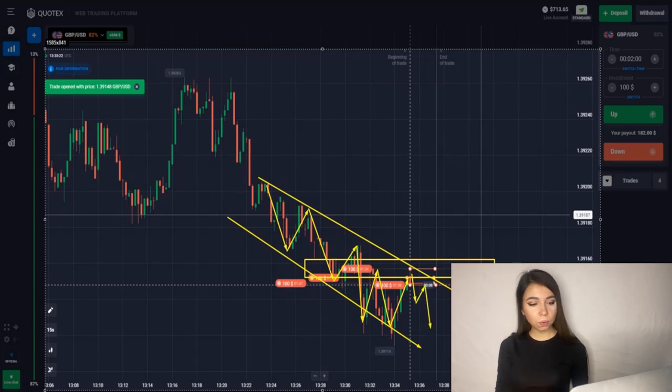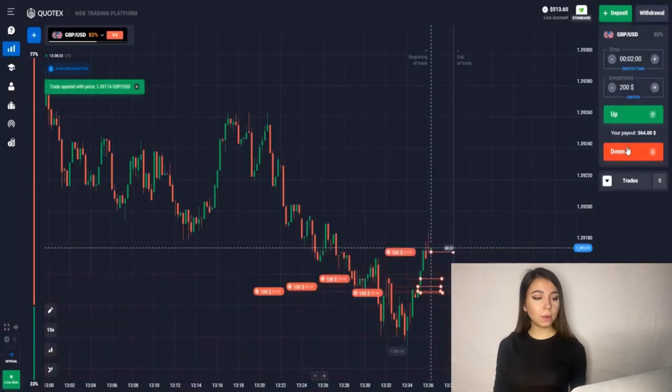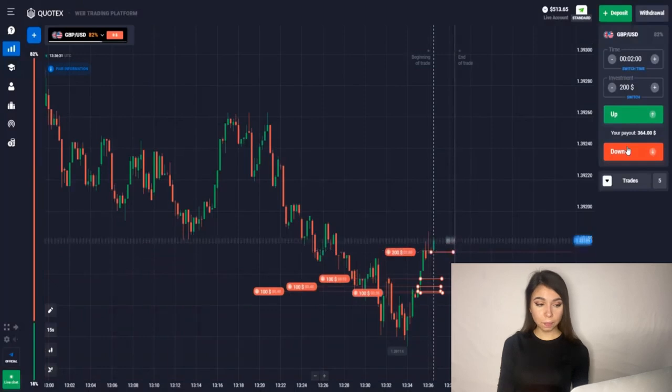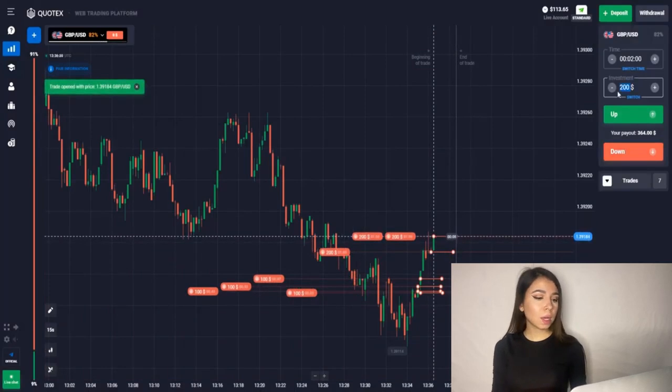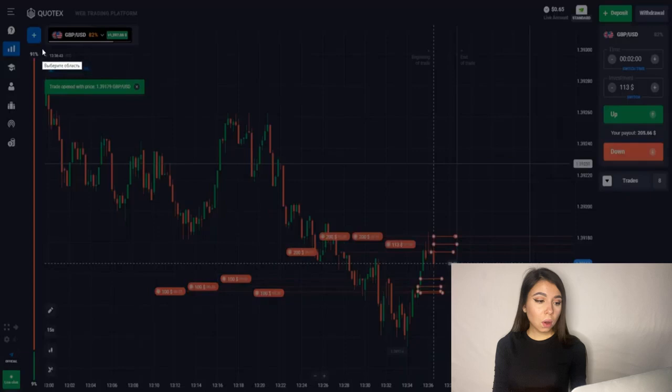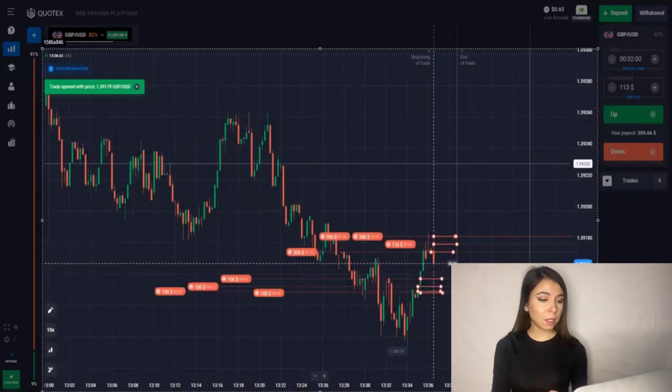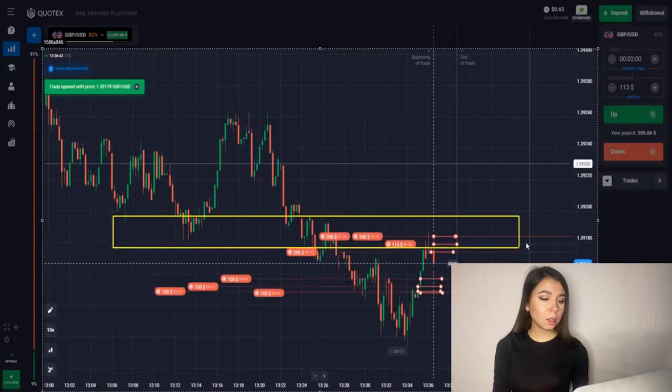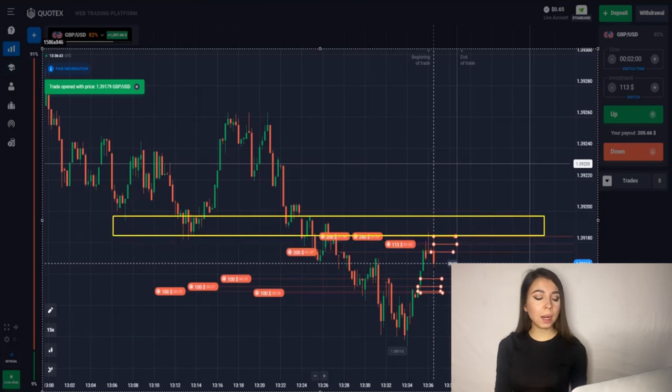We're going again from the correction to the upper border of our trend channel, and we have a correction to a good resistance level here, from which I think we will go down further. So here is a good place to divide our deposit. We're starting to go down. Again, we're splitting our trade for this currency pair.